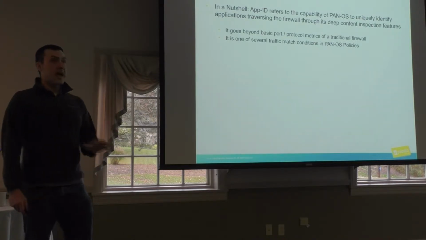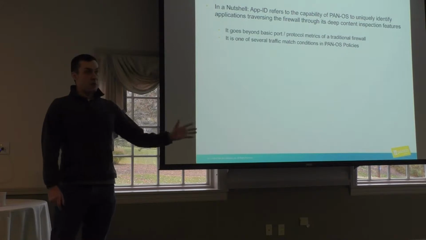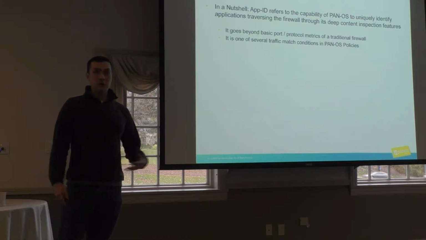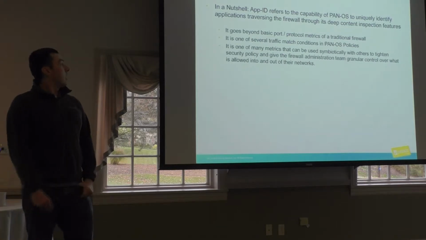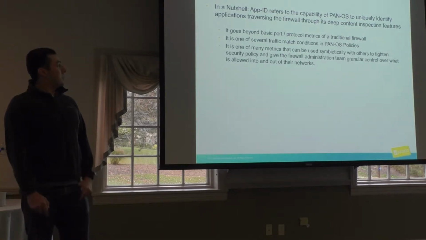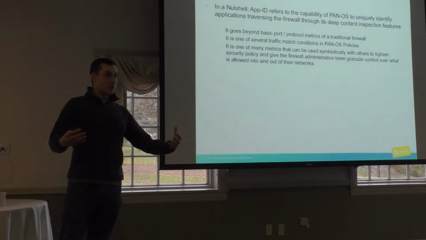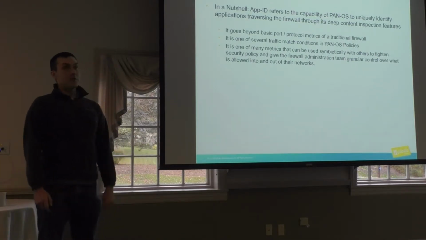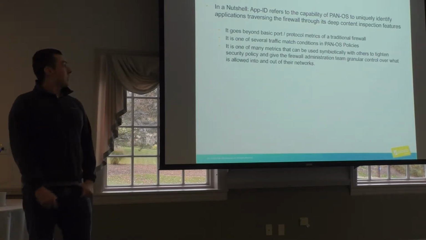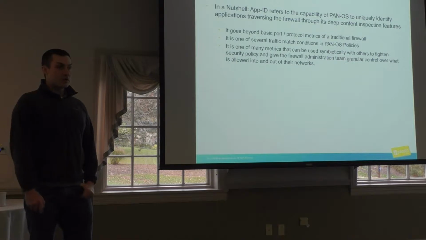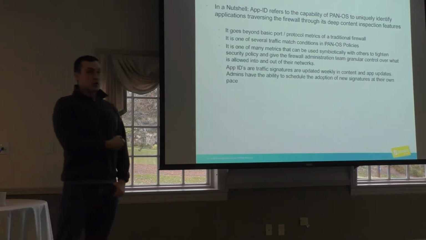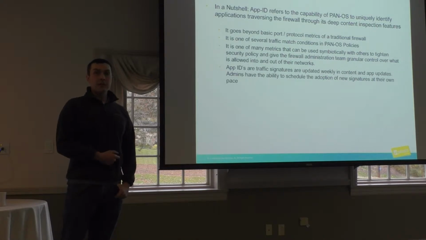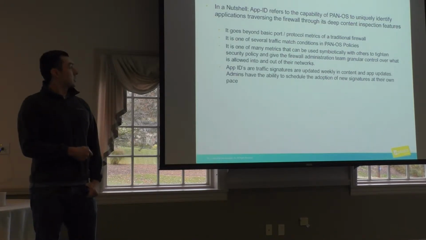Okay, so if you remember from the NAT presentation, every policy, including security, has traffic match conditions. App ID is one of those when it comes to security. It is one of the many metrics that can be used symbiotically with others to enhance your security posture. Okay? Now, I know that kind of sounds like marketing buzzwords, but it's absolutely true. App IDs are traffic signatures that are updated weekly with our content and application updates.